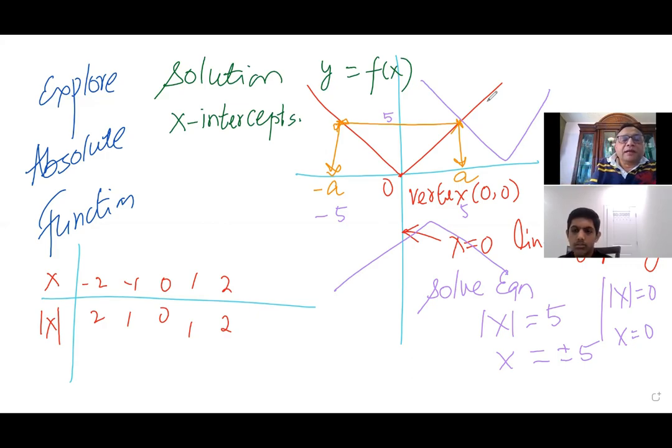An example being that I write absolute value of x is equal to negative 5. Now, can absolute value be negative? No. No solution. Is that clear to you?